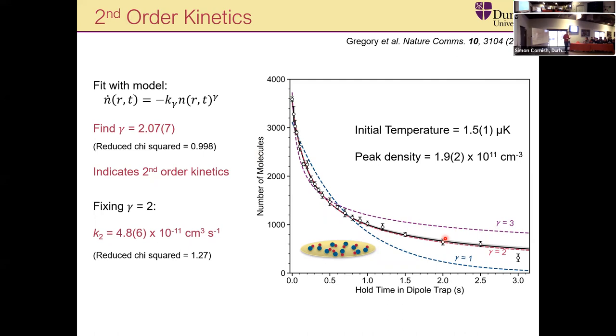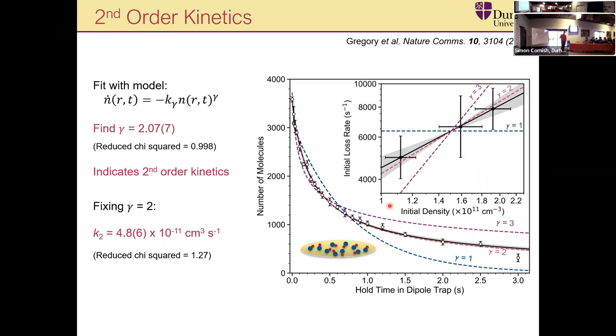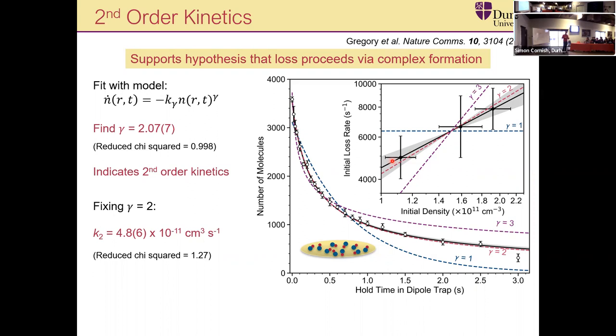And we can play a little bit with the density. It's quite hard because our molecule number is low, but we can also track that, and that also correlates with being a two-body process. So this supports the idea that the loss is proceeding by this two-body complex form.